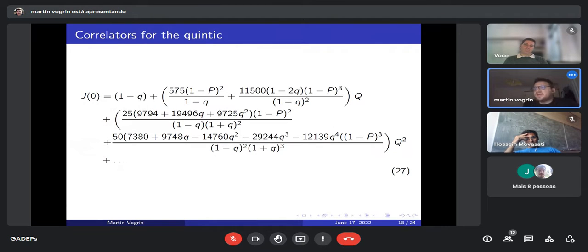And if you do it for the quintic, then you get the following expansion. So J of zero: the only things left here, as you can see, are rational functions. There are no just powers of Q to the N. That term vanishes because we removed it with the reconstruction procedure. And all we are left with are the correlators. From here, we can read off the correlators for the quintic, and we get the K-theory invariants for the quintic, the numbers.